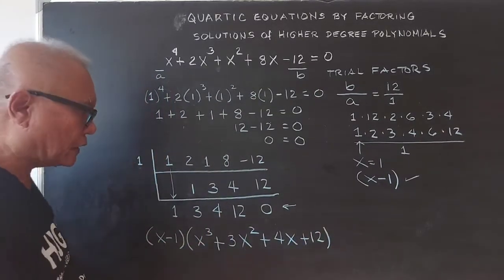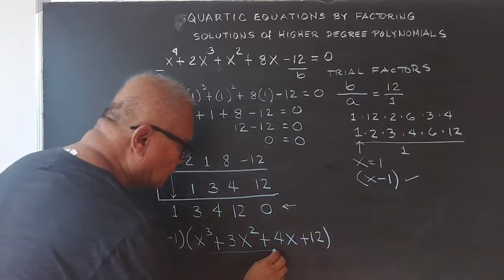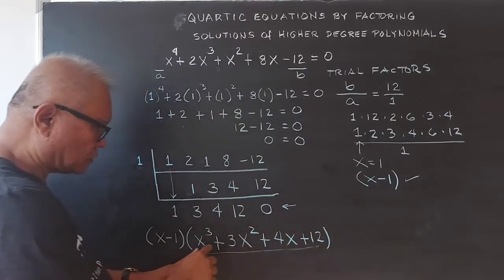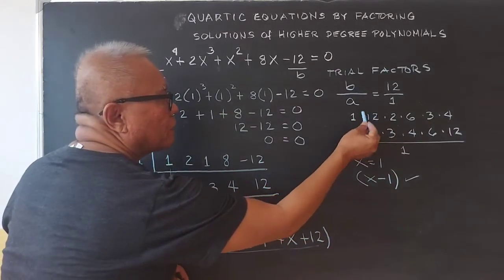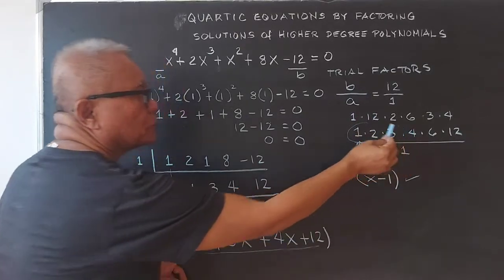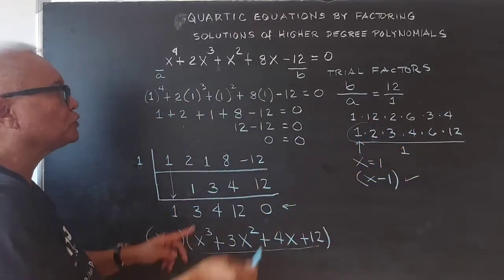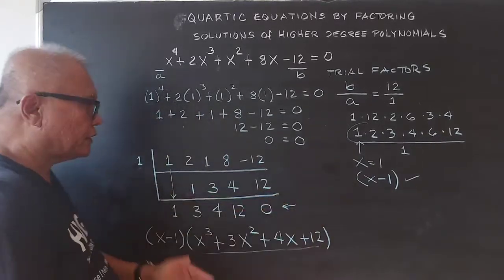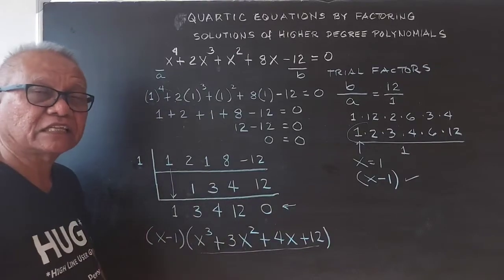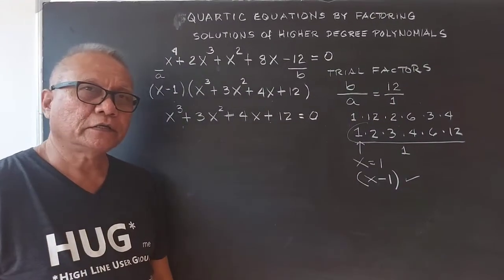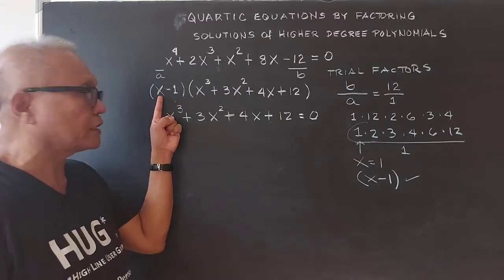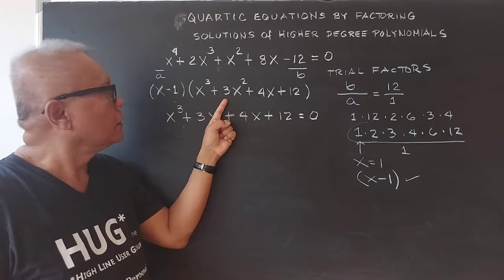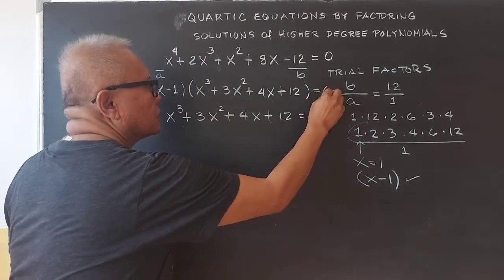Next is we are going to factor again this one. We will test again. Anyway, the last one is 12, and then this one is positive. Still, we have these factors here, 1, 2, 3, 4, 6, 12. And we are going to do the same procedure again to find the factors. X is equal to, and then we do the synthetic division again. Okay, we have already the first factor here, x minus 1, and we have the cubic expression here. This one is equal to 0.